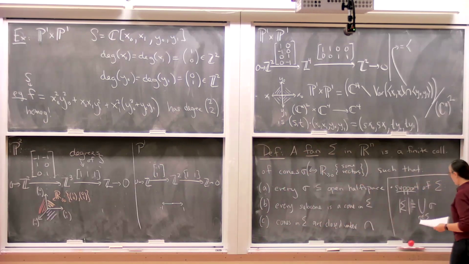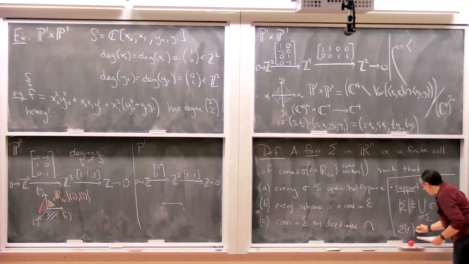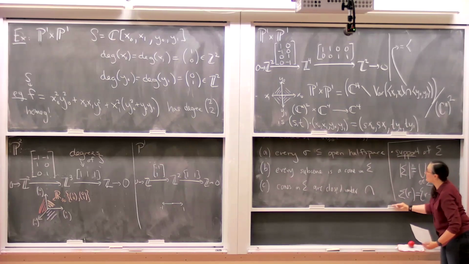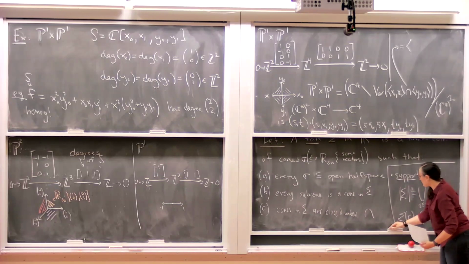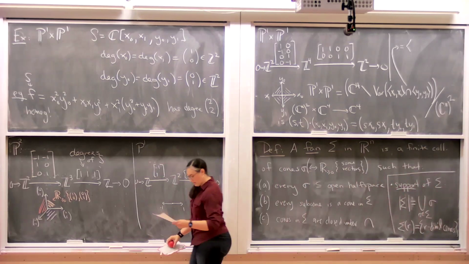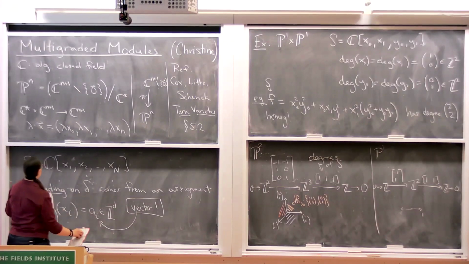And then the other one, sigma(r) is the r-dimensional cones. If I write sigma(1), I mean the rays. That's what we're going to use the most.